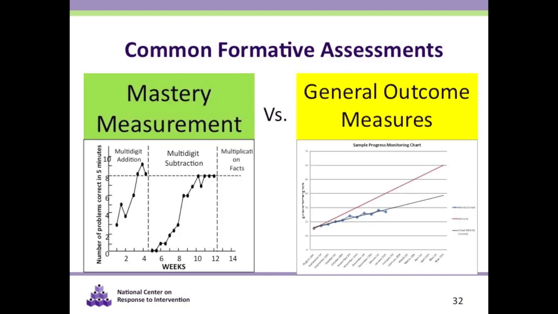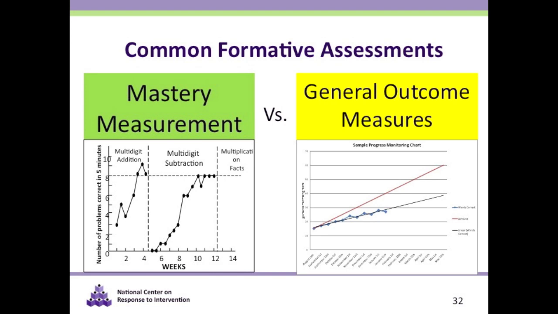In summary, both types of formative assessment provide useful but different information. Mastery measurement data indicate progress toward mastery of a specific set of subskills. For example, decoding short vowel sounds or calculating math facts, which is indicated by the graph on the left of this slide. On the other hand, general outcome measures indicate progress toward a broader outcome. So that approach involves the application of all subskills learned over time. That is demonstrated by the graph on the right side of the slide, which shows a student's progress over time compared to an instructional goal that has been set for him or her.